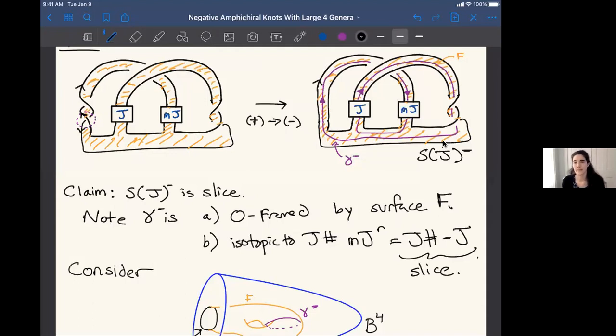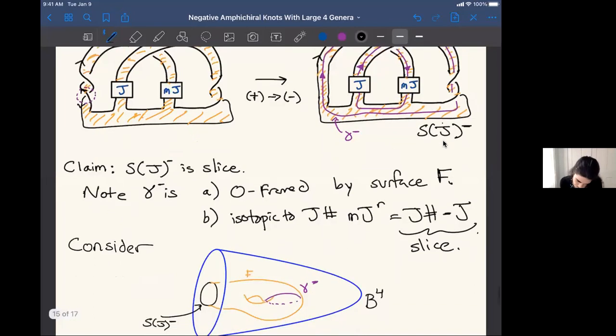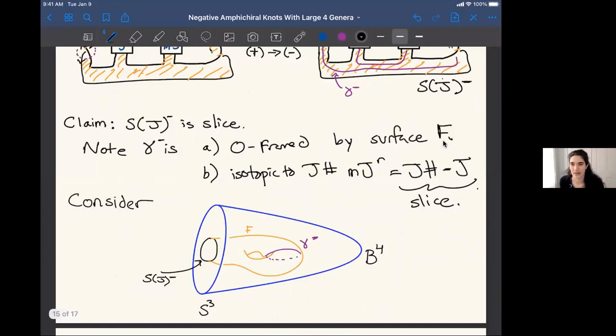So my claim is, if you have a knot that bounds a genus 1 Seifert surface, and you find a zero-framed curve representing a non-trivial element of first homology that is itself slice, then the original knot, in this case S of J minus, must be slice too. The proof of that is this picture, so let me expand on what I mean by that.